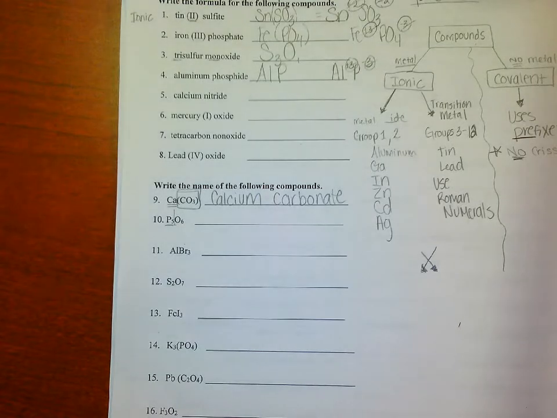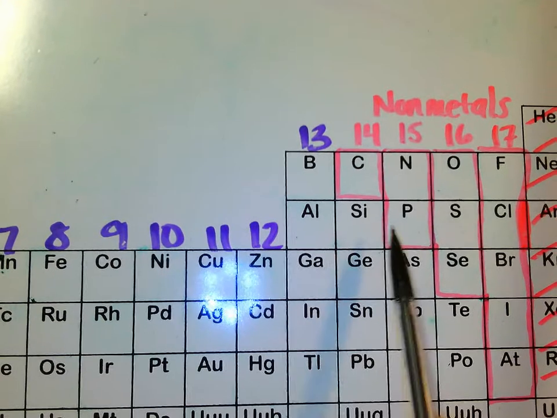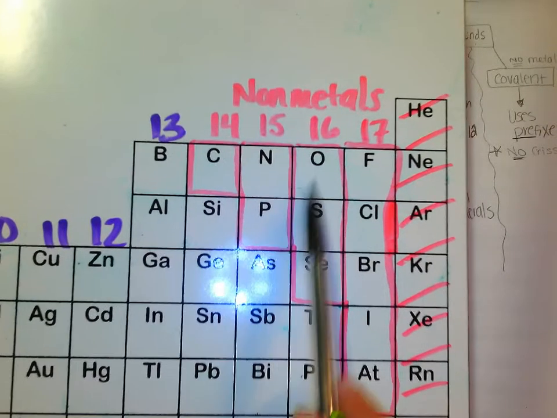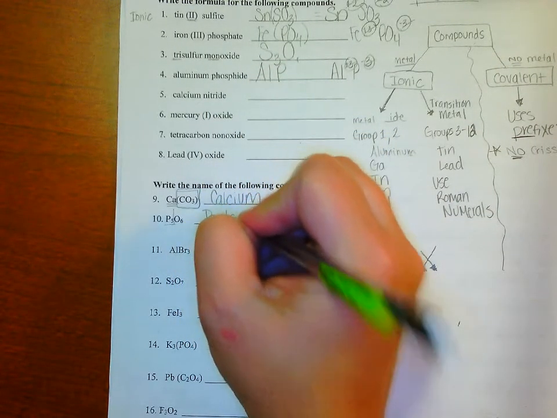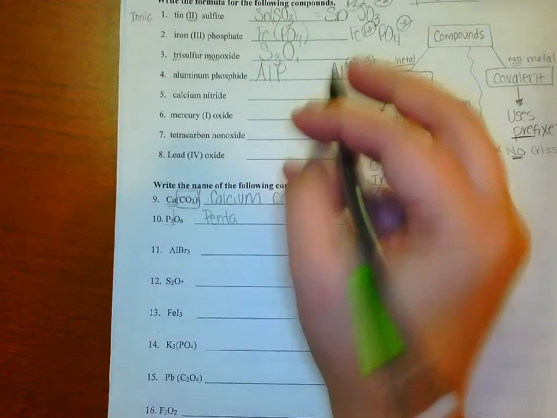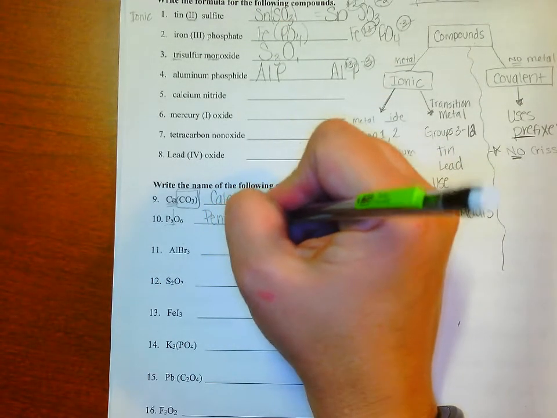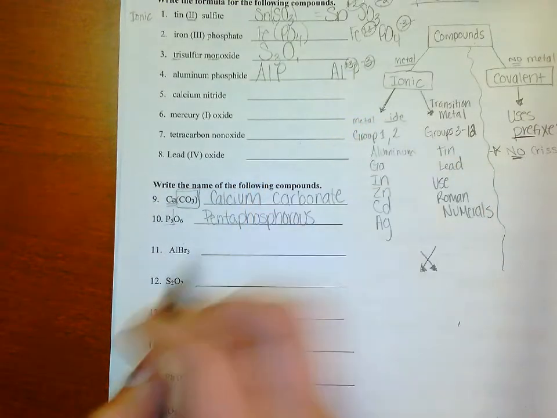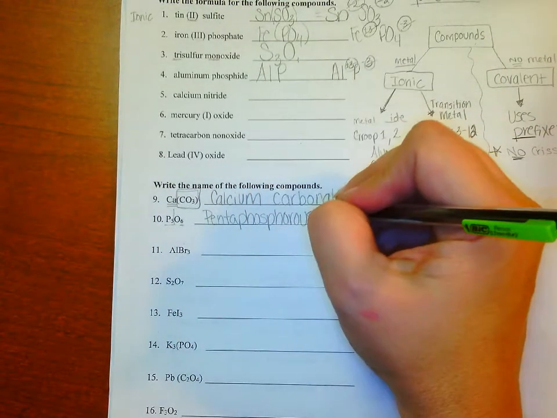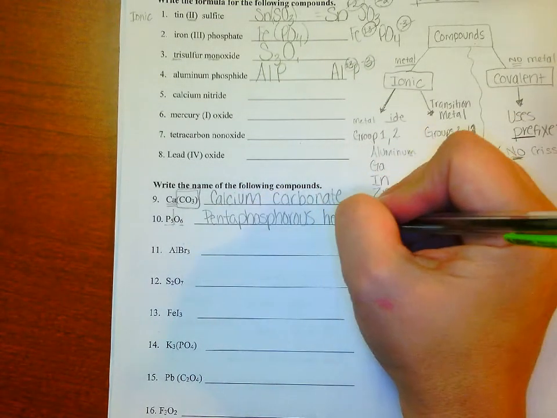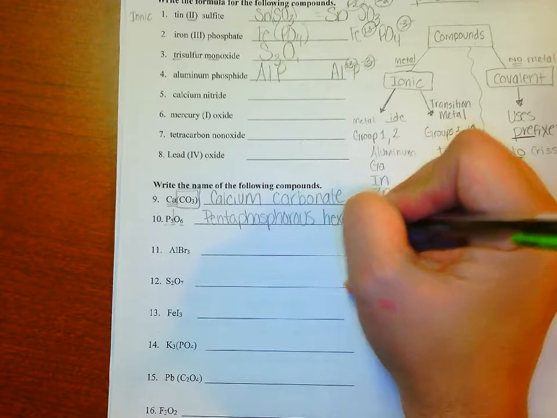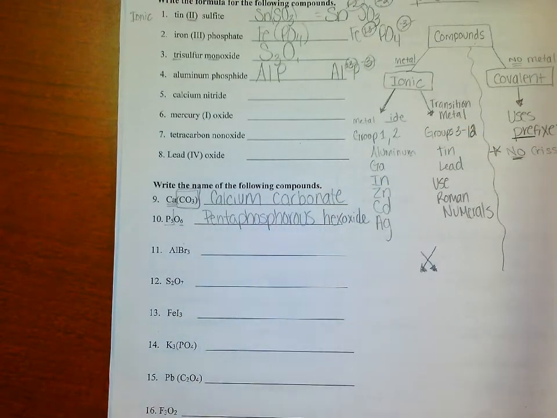Phosphorus is most definitely going to be a nonmetal. So phosphorus and oxygen are both nonmetals. So this is a covalent compound. So we use prefixes. This would be penta for 5. So we have 5 phosphorus. So pentaphosphorus. And 6 is hex, and then oxygen, since it's the second word, would change to IDE. So it'd be pentaphosphorus hexoxide.